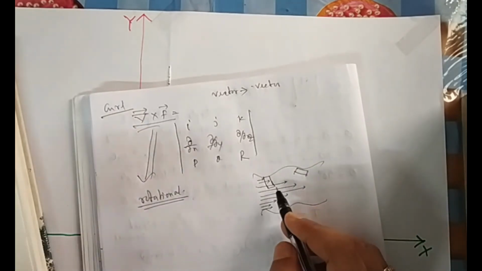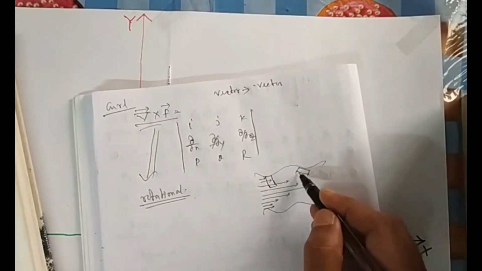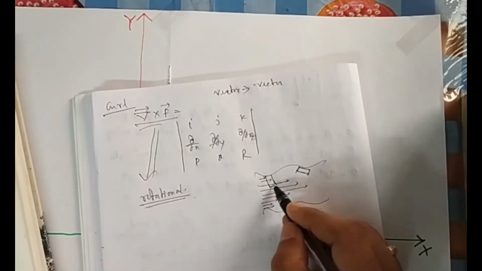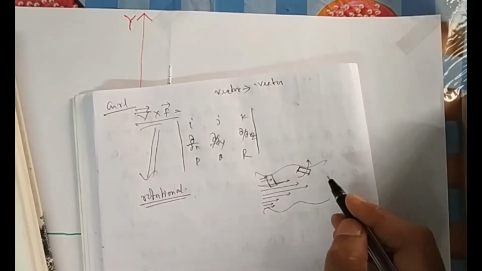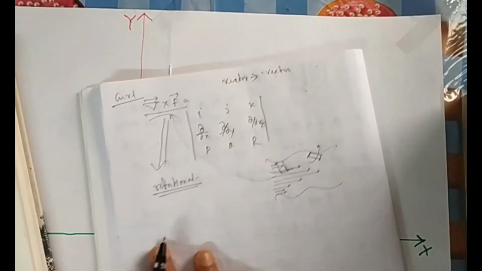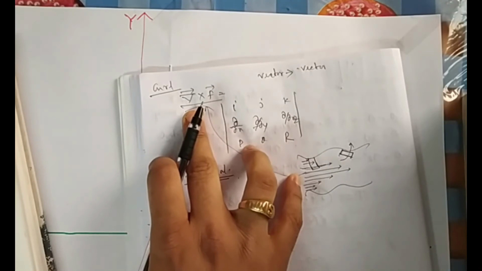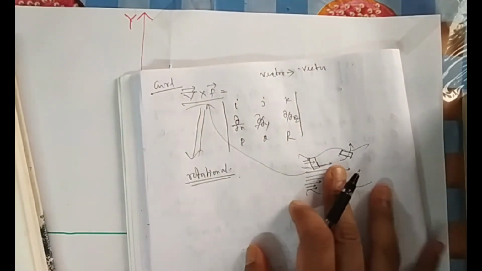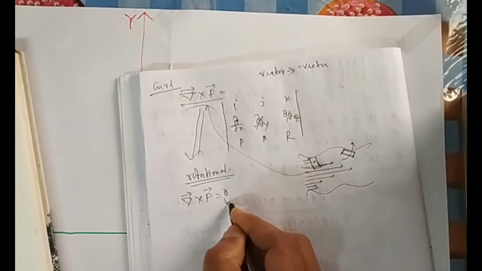If you have a river nearby, put a thermocol sheet there, and when it reaches somewhere, you will see that it rotates. Why will it rotate? Because this side will be pushed higher and this side will be pushed lower. So there is a rotation effect. So if you take the curl of that water flow, the curl will not be zero. If it is zero, then it means there is no rotational effect. That is the physical meaning.